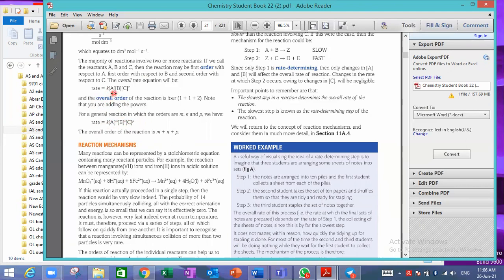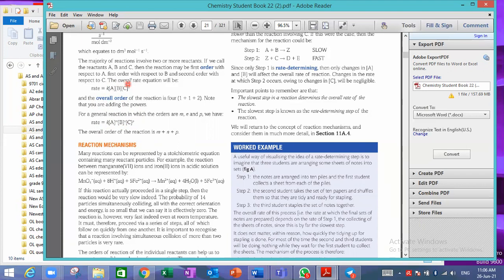For example, if we have M to the power 1 is equal to 1, N is equal to 1, and P is equal to 2, then the overall order will be 1 plus 1 plus 2 makes fourth order reaction. Of course, we are not going to deal with a fourth order reaction. Maximum, we have third order reaction in our studies. But this is how we get the rate equation.